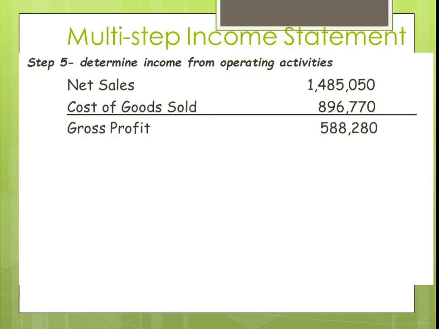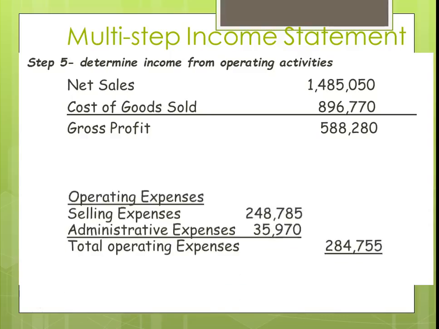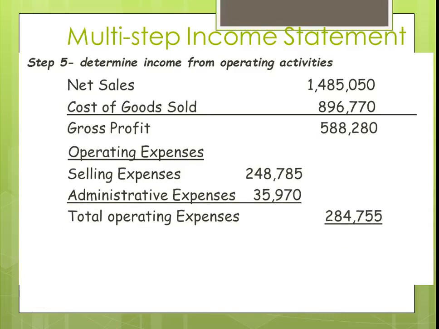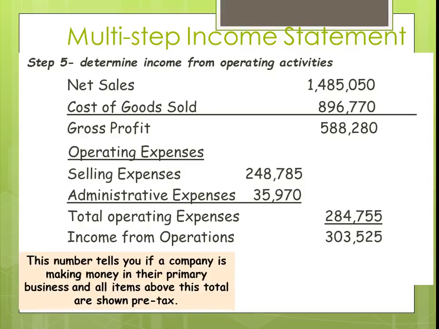Now we can do income from operations. We would take and subtract the selling and administrative expenses to get total operating expenses, and now we've got income from operations. Now we're going to look for other. And again, this number tells you, is the business making money in its primary business? And it's always shown pre-tax.